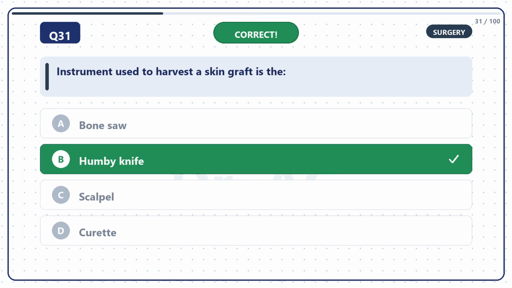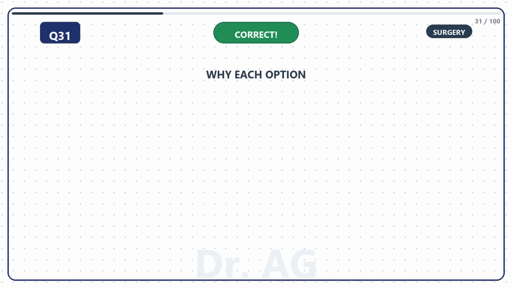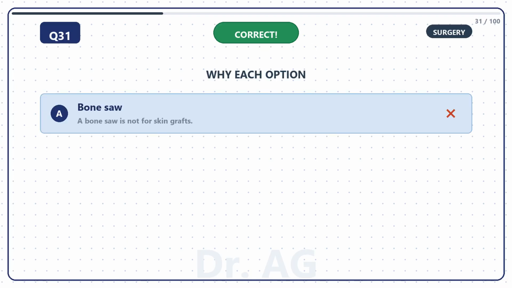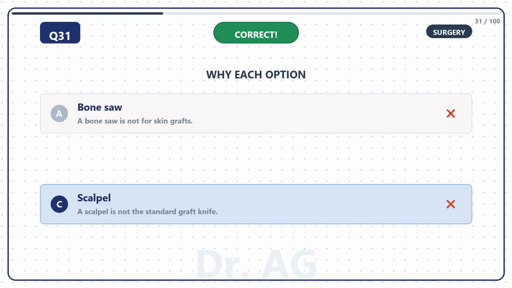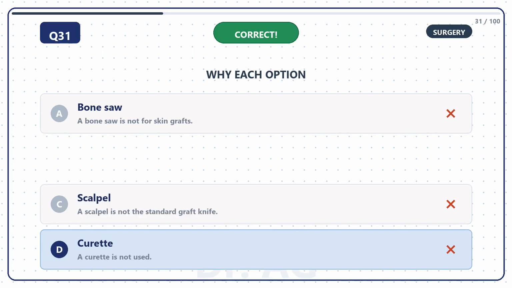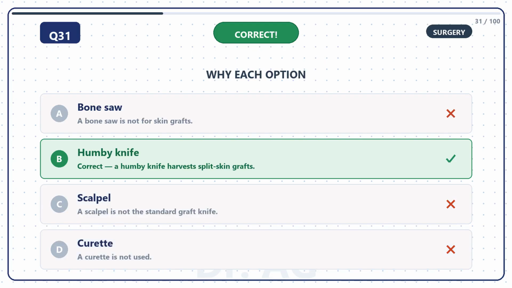The correct answer is option B. Humby knife. Let's go through the options. Bone saw. A bone saw is not for skin grafts. Scalpel. A scalpel is not the standard graft knife. Curette. A curette is not used. And the correct answer is Humby knife. Correct. A Humby knife harvests split skin grafts. So, the right answer is option B.